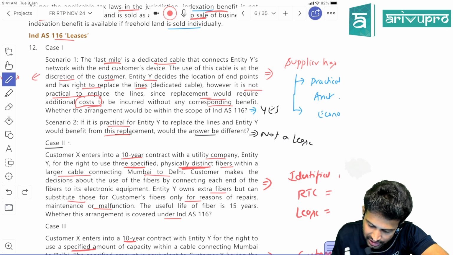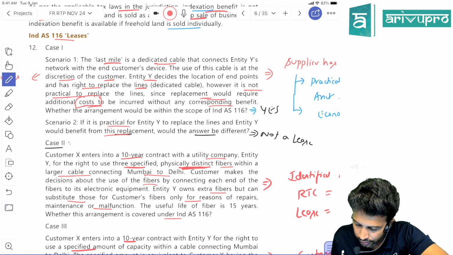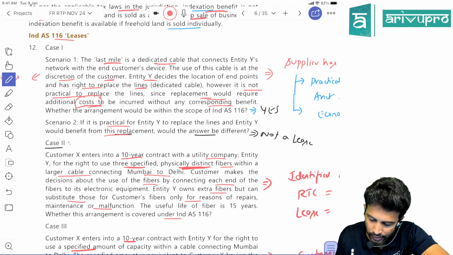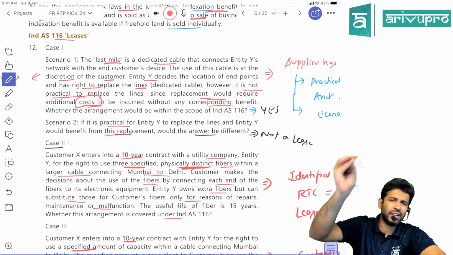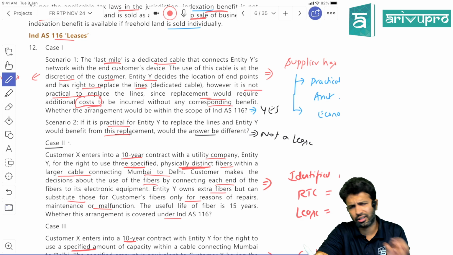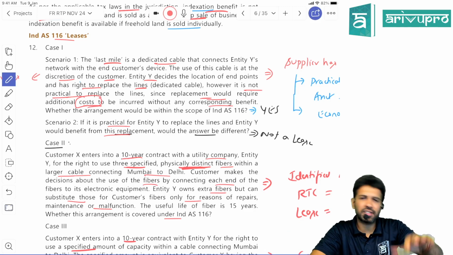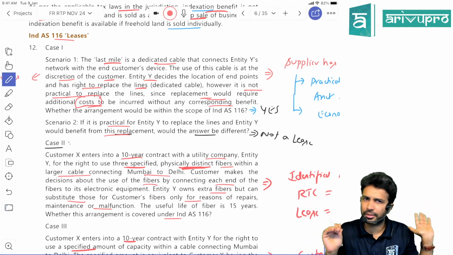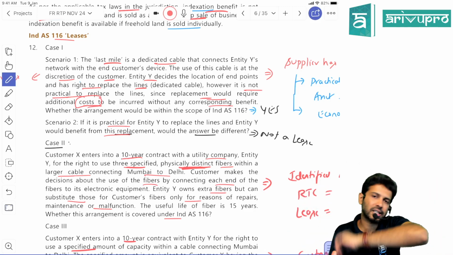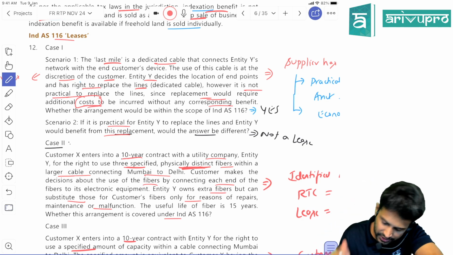The customer makes the decision about use of the fibers by connecting each end of the fibers to electronic equipment. So the customer clearly defines how to use it, when to use it, etc. So does the customer have the right to control the use of an identified asset? Yes. He has a right to direct its use and he is getting all the substantial benefits. So the customer has the right to control the use of the identified asset here.